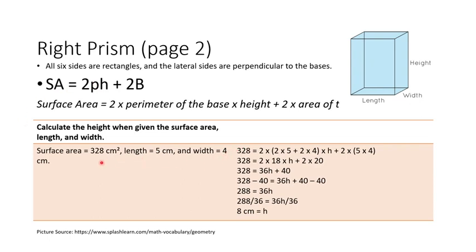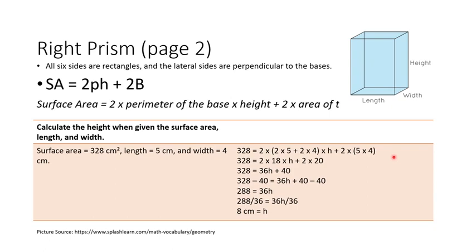So we're plugging in the surface area, which is 328, and we have 2 times the perimeter, and that's what's inside here. 2 times the length plus 2 times the width. 2 times 5 plus 2 times 4. And then we're going to multiply the height. Now we don't know the height, but we need to use the variable to represent it. And that's what we're going to be solving for. Then we're adding 2 times the area of the base, 5 times 4.